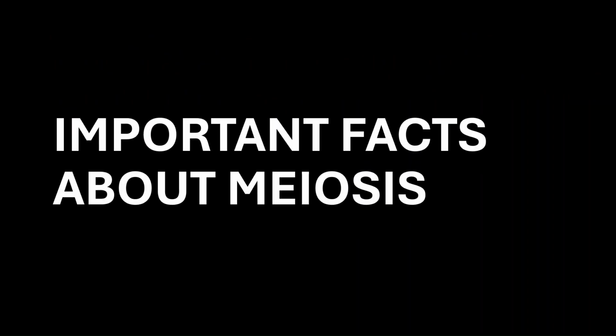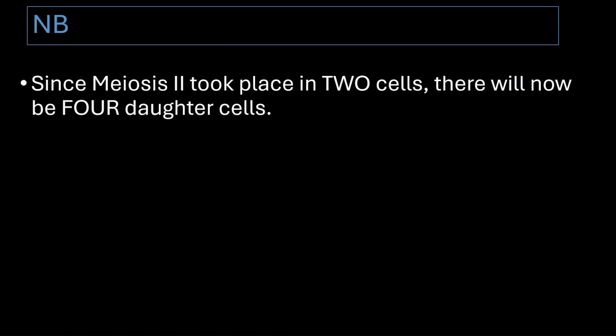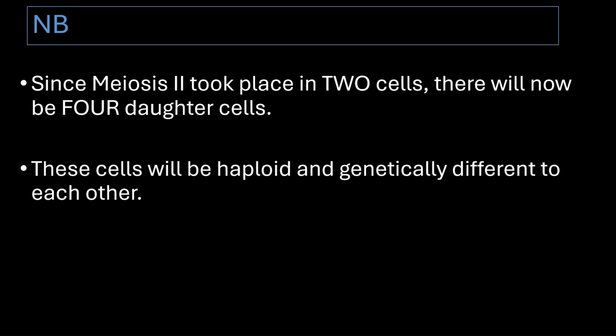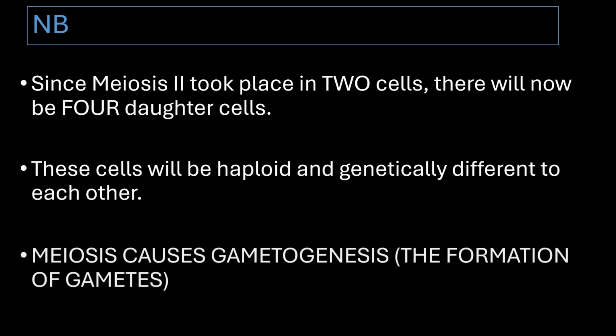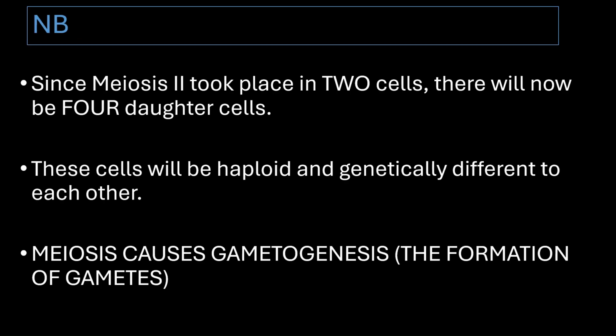Right, very good. So, as we draw the curtain, let us look at some important facts about meiosis. So, since meiosis 2 took place in two cells, there will be four daughter cells at the end. Now, these cells will be haploid automatically, and they are also automatically genetically different from each other. Now we need to know meiosis causes gametogenesis. That's why I was using it previously. Remember, this is a revision exercise, and we have already done gametogenesis. And gametogenesis is the formation of gametes.